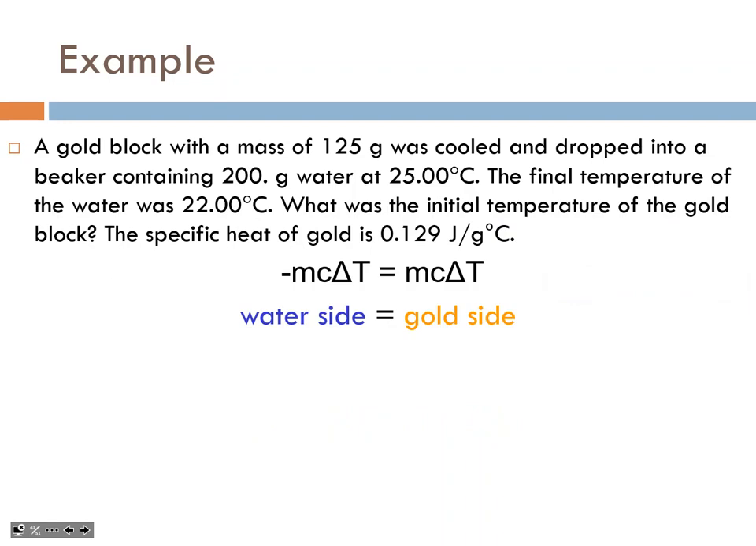So now all we have to do is start inputting the information into the formulas. I know that I have 125 grams of my gold, so that's going to be the mass of my gold over here, like so. I know my specific heat of the gold. It's right here.